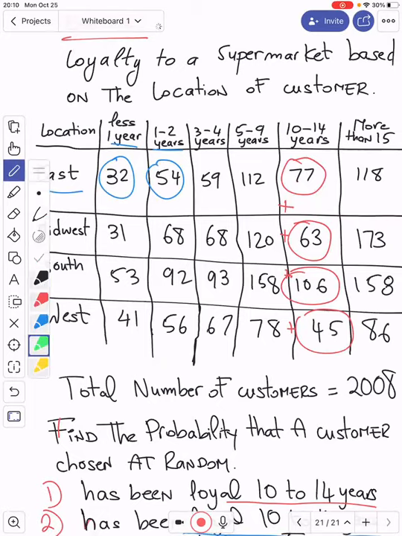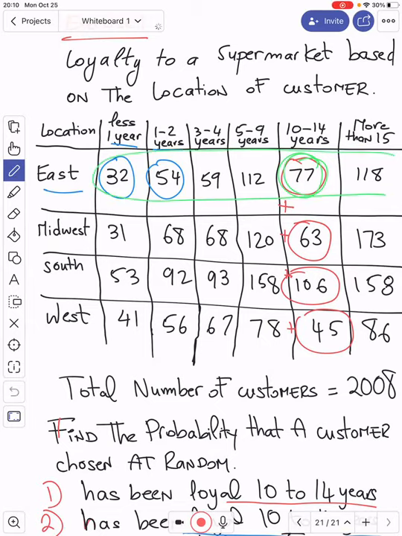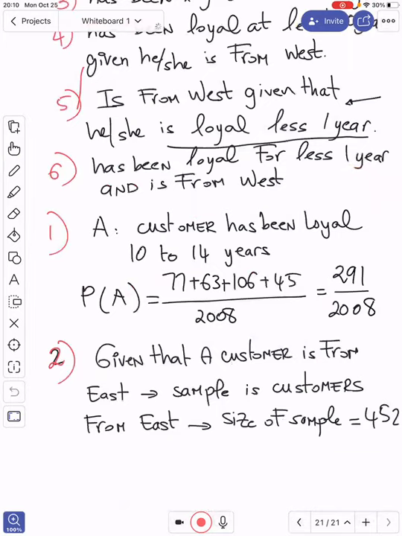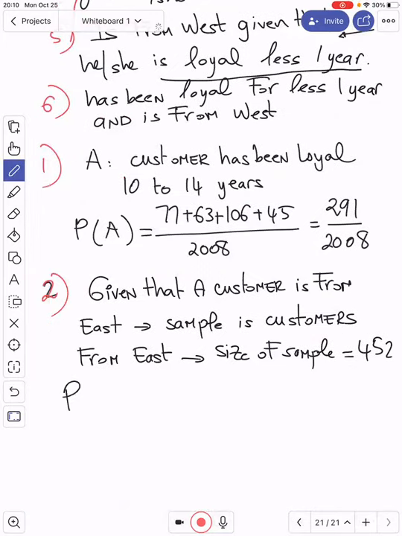They have been loyal. So the 77 customers have been loyal from 10 to 14 years, of course, out of all the customers from the East. So from the East, this first row here, we have a total of 452 customers, right? And out of the 452, 77 have been loyal 10 to 14 years. So the probability here would be equal to 77 over 452. So 452 again, that's the total number of customers from the East.